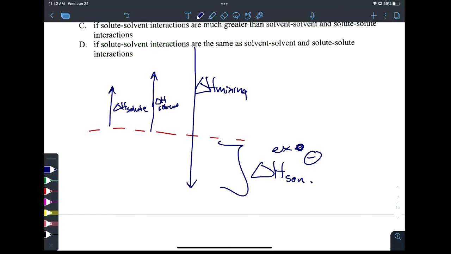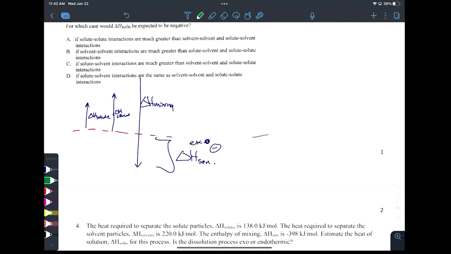Versus, if we had a delta H of solution that was positive, it's the same idea, where we have energy to break pure solute and pure solvent, and then our delta H of mixing is here. In this case, delta H of solution is a positive number. This is an endothermic dissolution process. So in an endothermic process, when you mix the salt, it will feel cold. That's how cold packs work, okay?